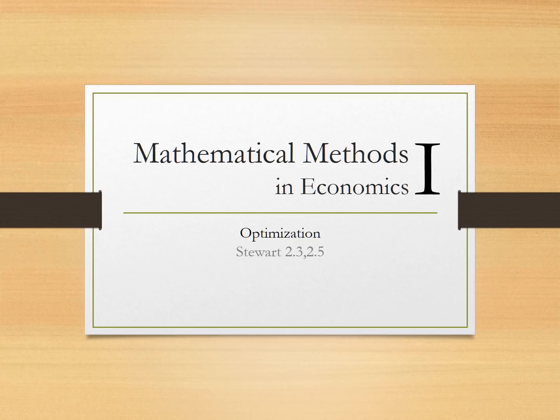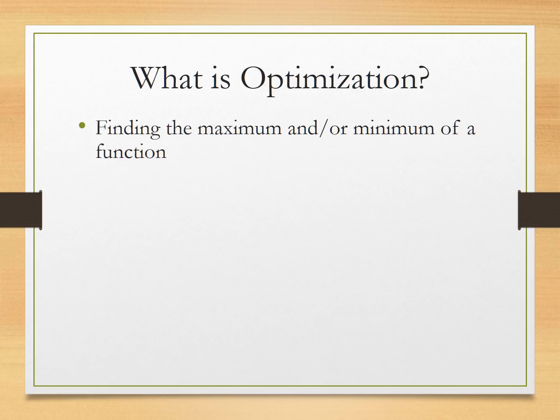Right, optimization, which is pretty much the reason why we need to learn differentiation in economics. So what is optimization? Optimization is the process of finding the maximum or minimum of a function. Why would you need to do that?